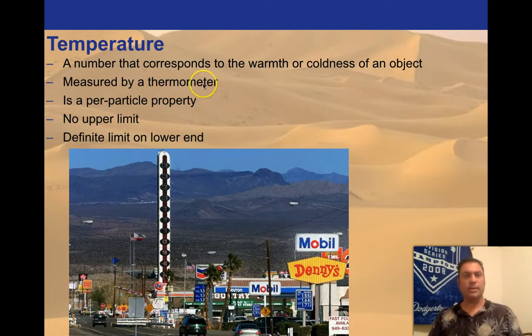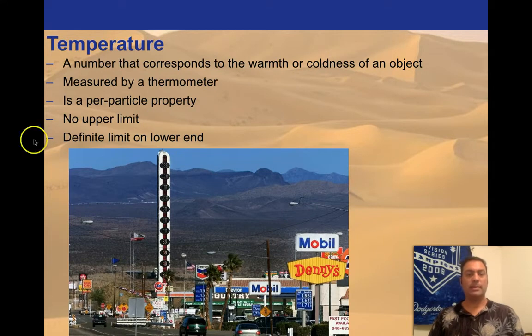All right, so what is temperature? Temperature is a number that corresponds to the warmth or coldness of an object. It's usually measured by this thing called a thermometer, thermo meaning heat, meter, a heat meter. It's a per particle property. We're going to talk about what that means. It means each atom in a material is contributing to that temperature, and we'll show you how here momentarily.